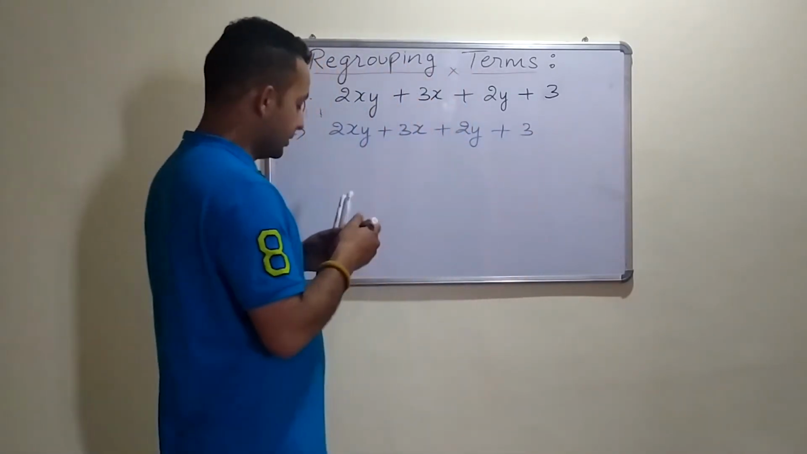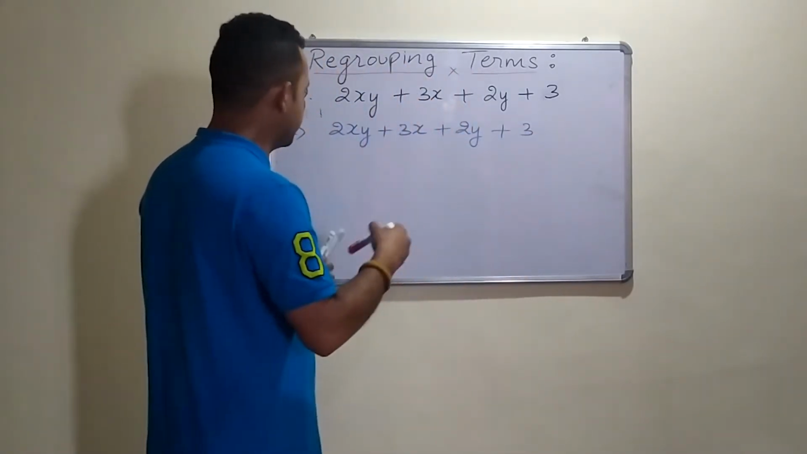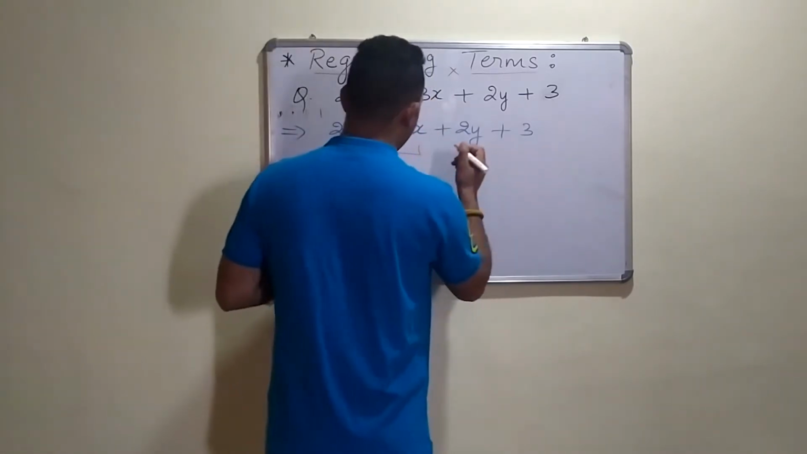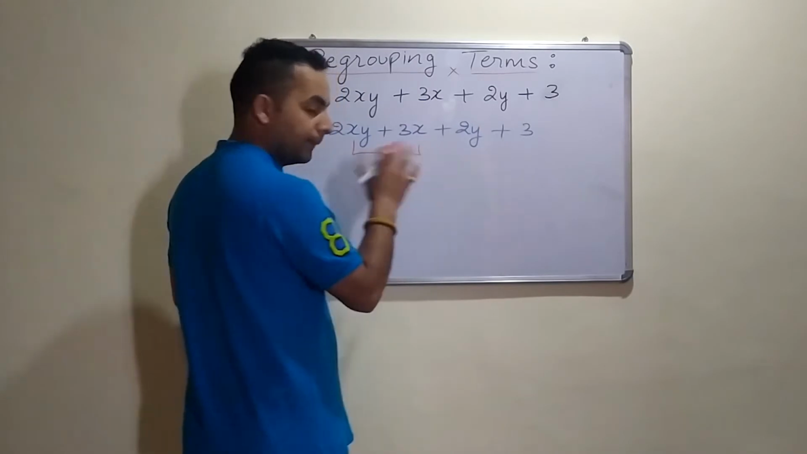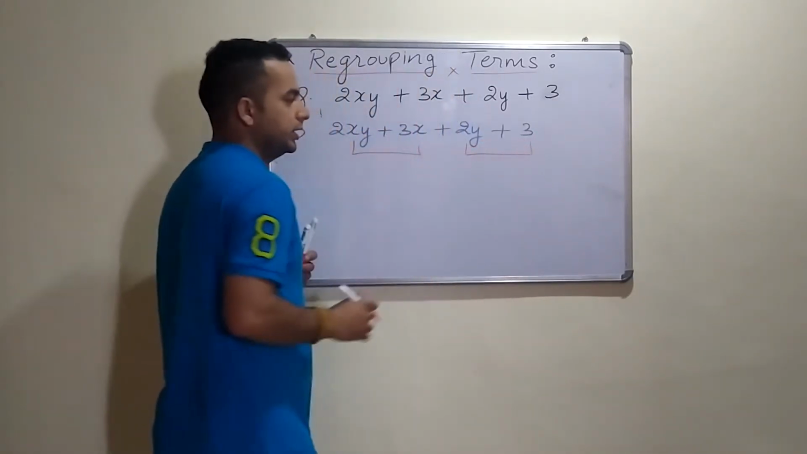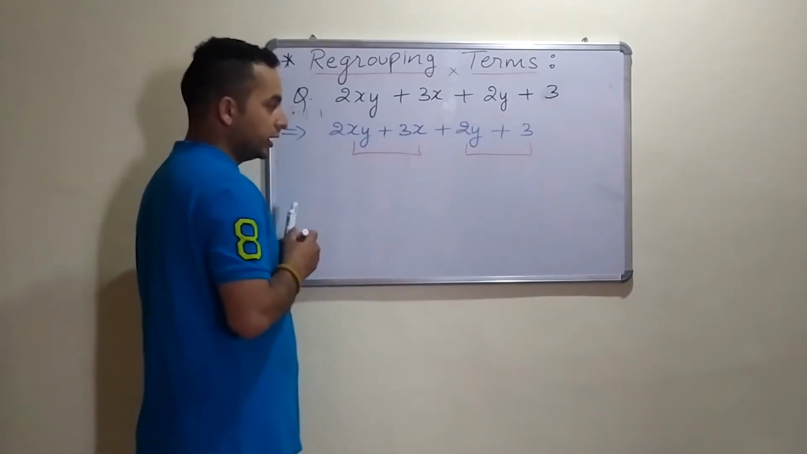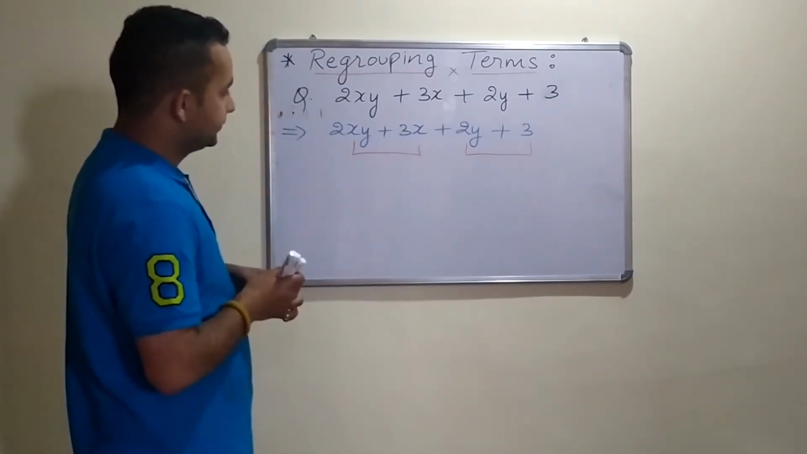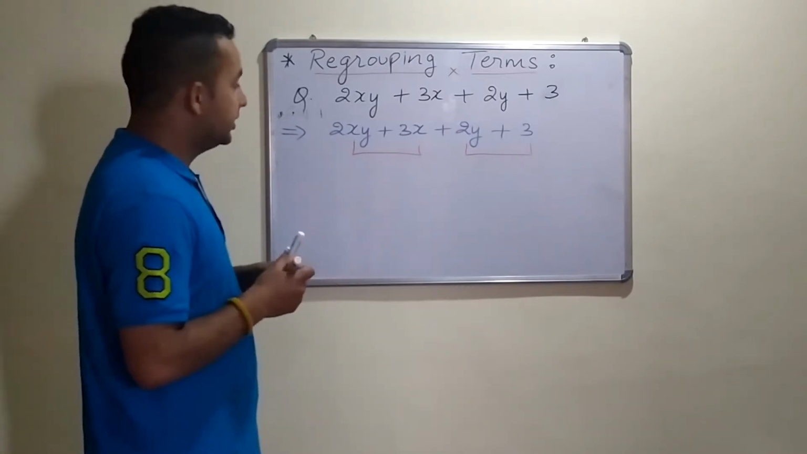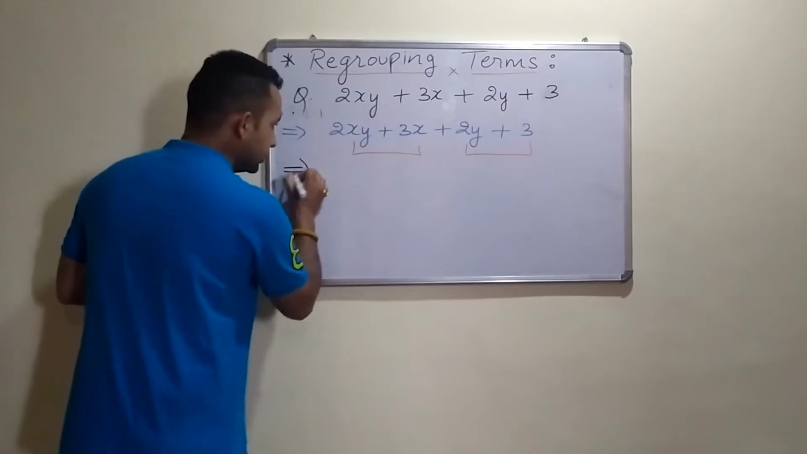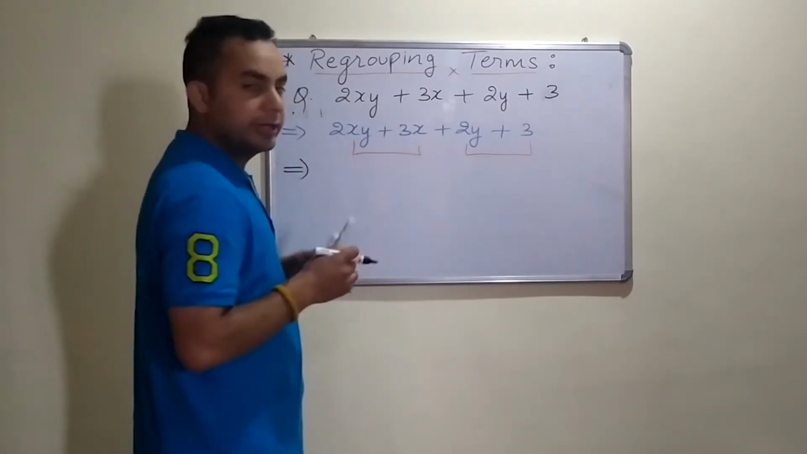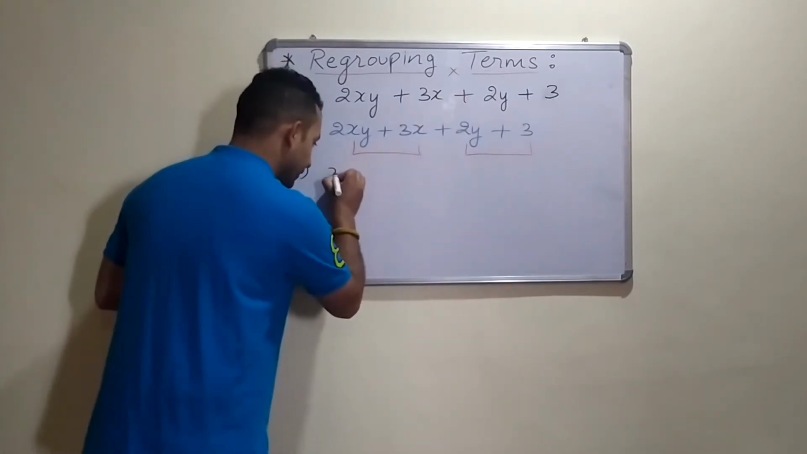Then our next step is we are going to find out the common number or a variable between these two terms, and we are going to find out the common between these two terms. Okay class, now see, we are regrouping the terms over here. So 2xy plus 3x. Here the common is variable x. So here variable x is common.